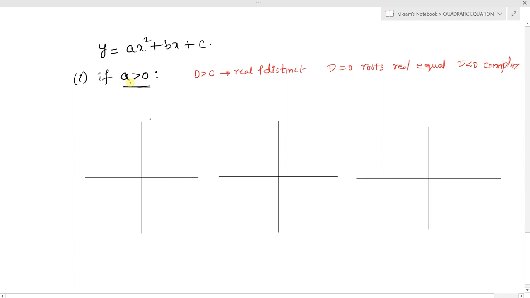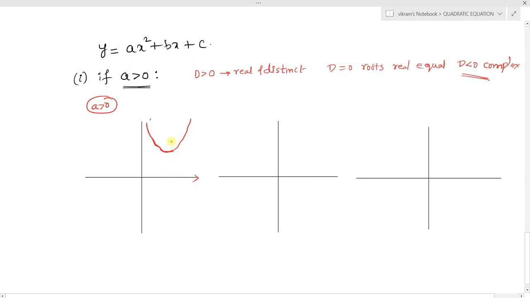If the discriminant is less than 0, the roots are complex, which means they do not lie on the real axis. So a greater than 0 means the curve ax square plus bx plus c has to be represented as an upward mouth opening parabola. Why? Because if the discriminant is less than 0, the roots are imaginary, meaning the curve does not touch the real axis.